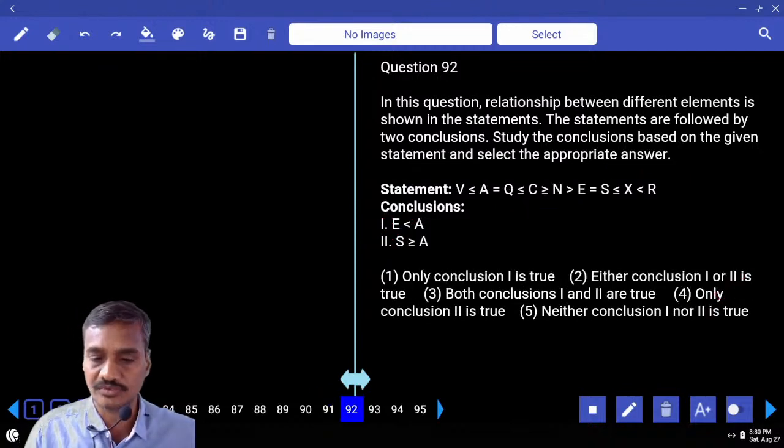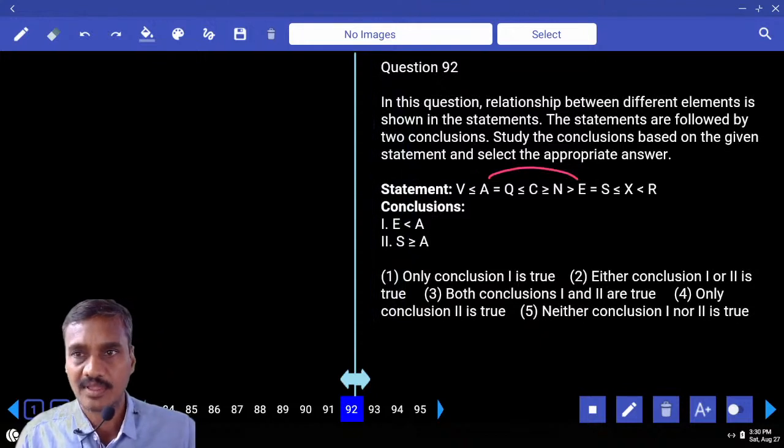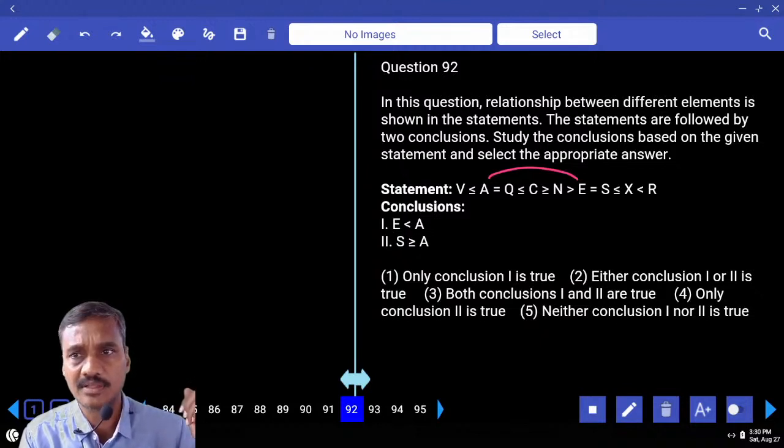Then 92, the relation between E and A. A is here, E is here, the relation between these two is what? Opposite. And opposite means no relation can be drawn. S greater than or equals to A. Again, opposite.